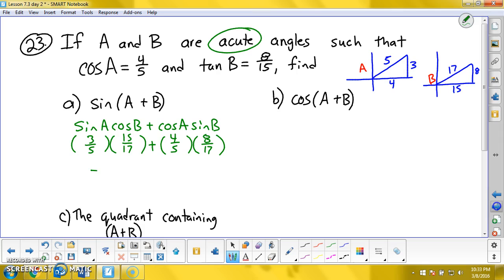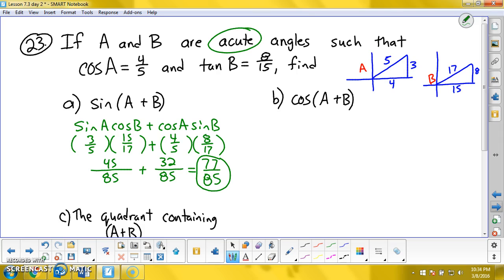And now as I simplify this, we're going to get 45 over 85 plus 32 over 85, which would combine to give us 77 over 85. And that represents the sine of angle A plus B.